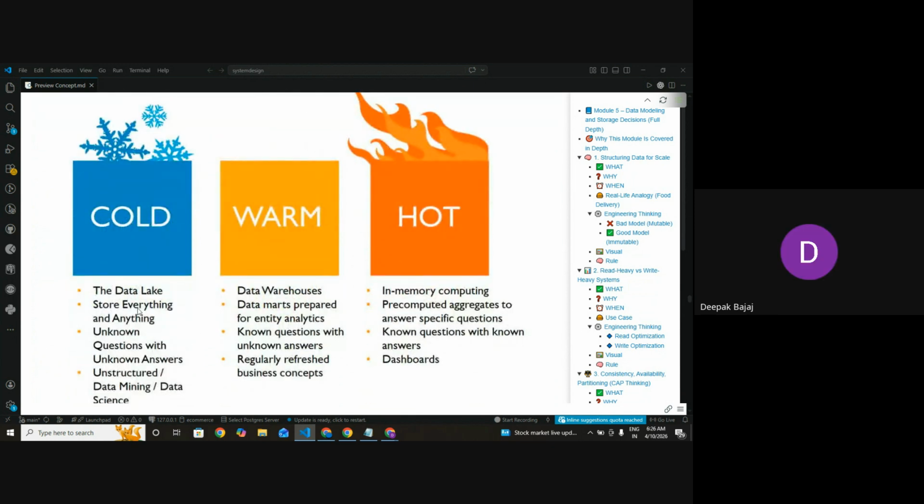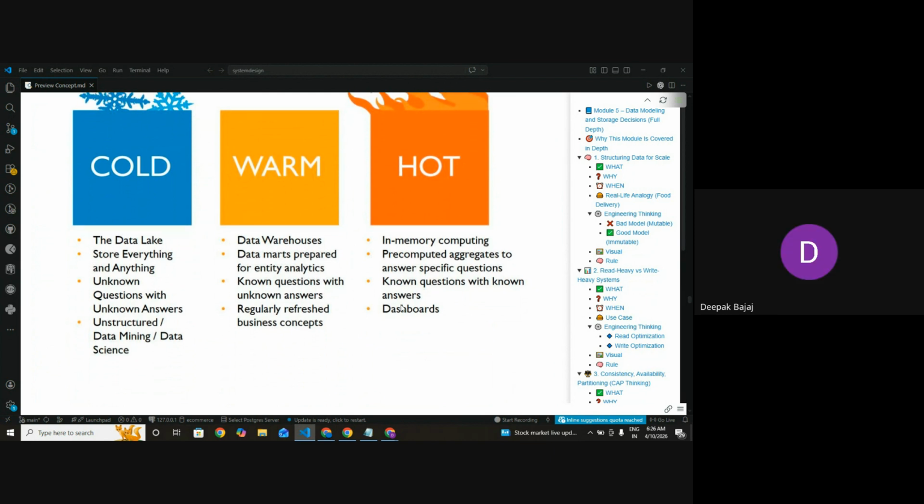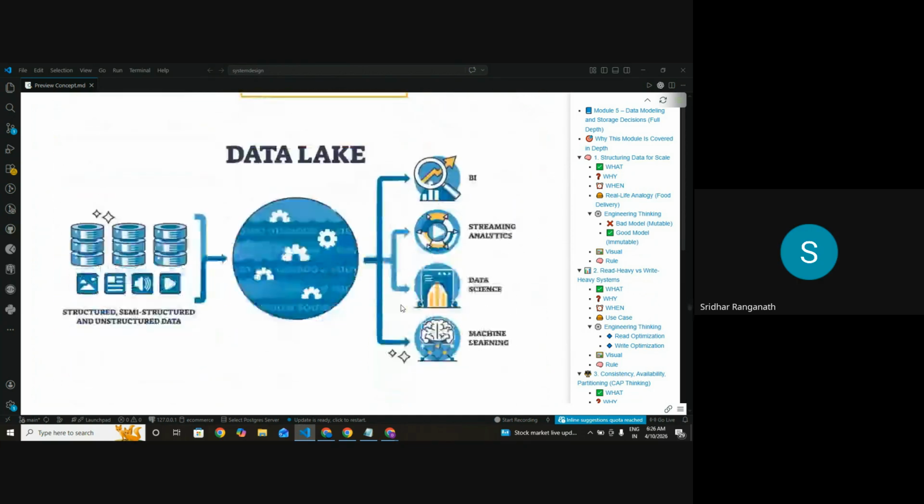You can say a data lake stores everything and anything, unknown. Unknown question with unknown answer, unstructured: data mining, data science. Data warehouse, warm: data marts prepared for an entity analytics, known question and unknown answer, regularly refreshed business concept, in-memory computing, pre-computed aggregation.